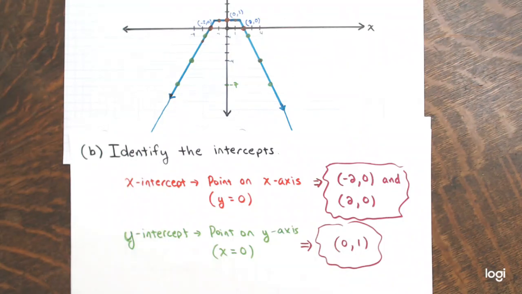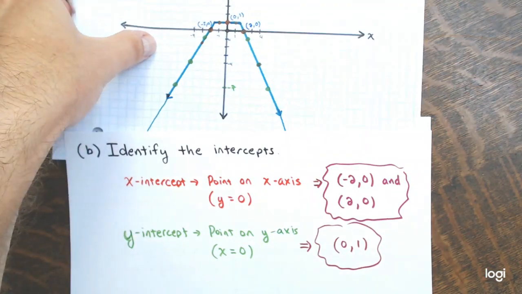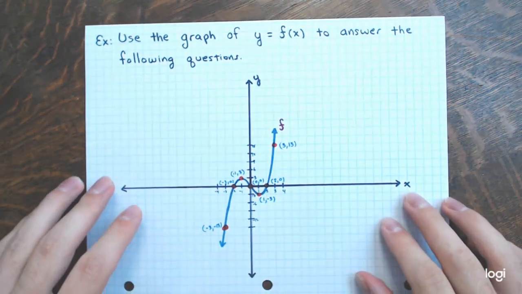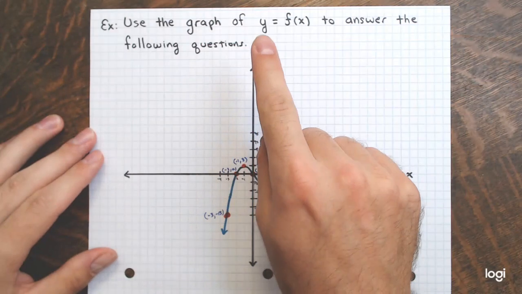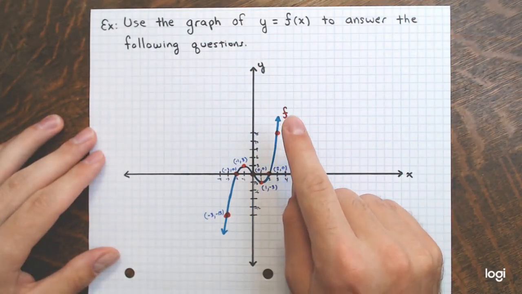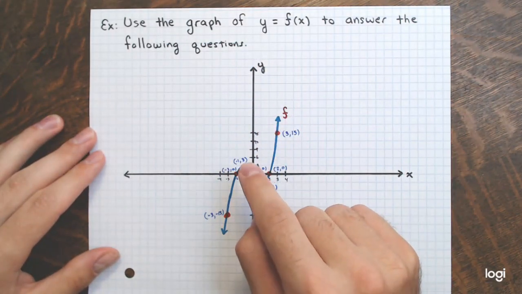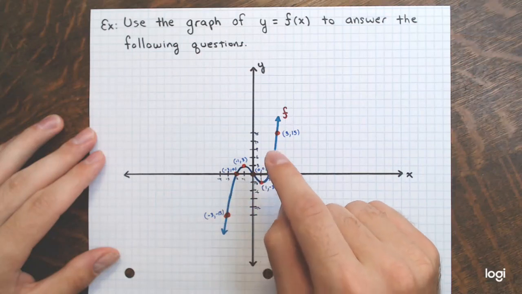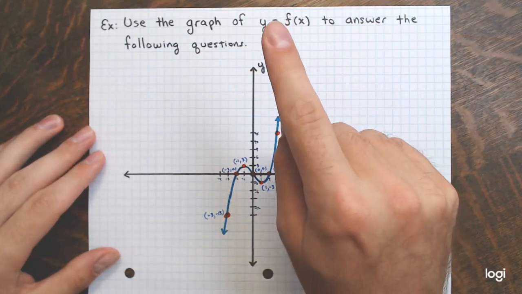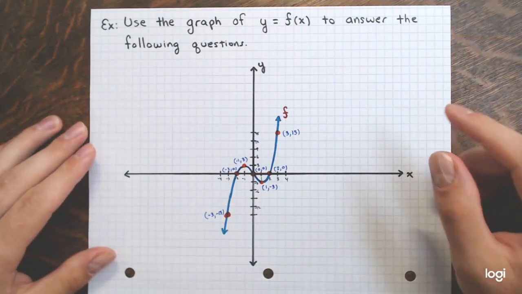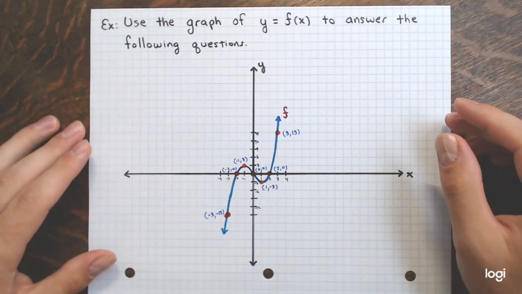All right, my next example is another one where I'm given a picture of a graph of a function. Here we go. Now this is not a straight line or anything. It's a nice wavy, curvy function. So use the graph of y equals f of x, and notice it's labeled here. This is the graph of f, this curvy guy that my finger's following. Use the graph of y equals f of x to answer the following questions.